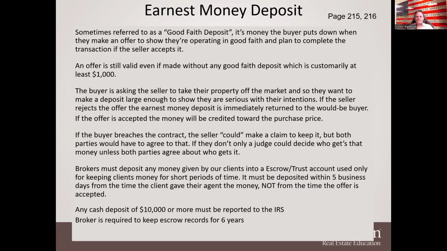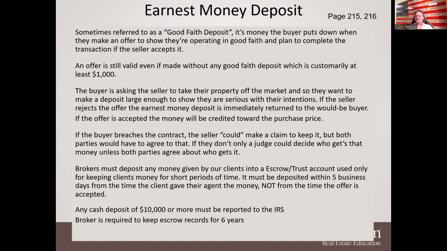So by putting down that good faith deposit, the buyer's asking the seller to take their property off the market. So you really want them to make a large enough deposit to show that they're serious with their intentions to go through with the transaction. And if the seller rejects the offer, the earnest money deposit is immediately returned to that would-be buyer. If the offer is accepted, that money would then be credited towards the buyer's purchase, but it's held in their broker's escrow account or their attorney's escrow account.